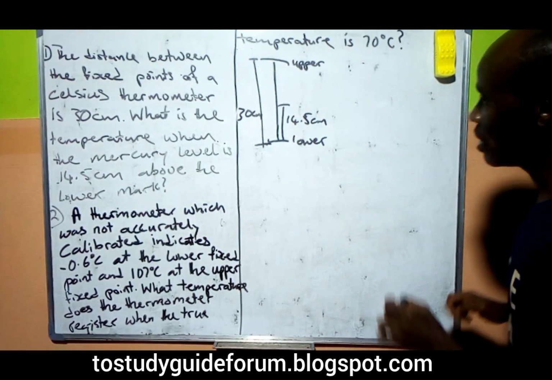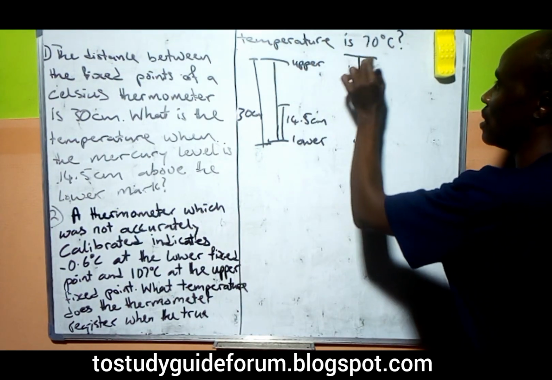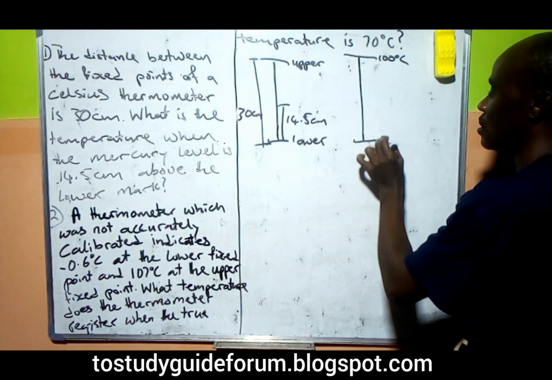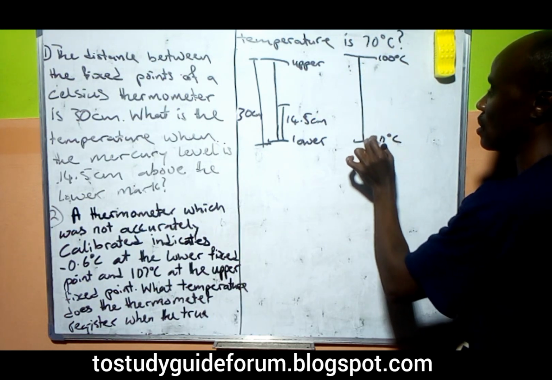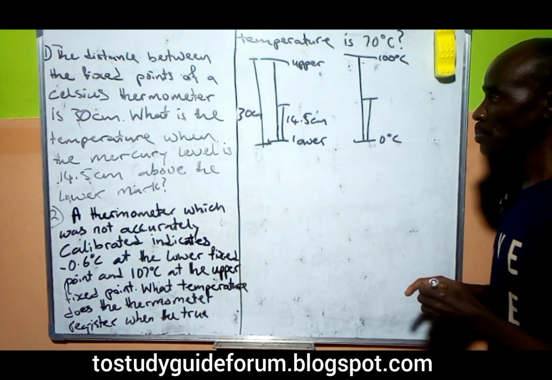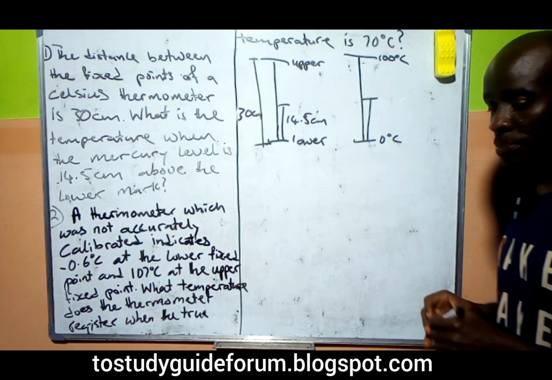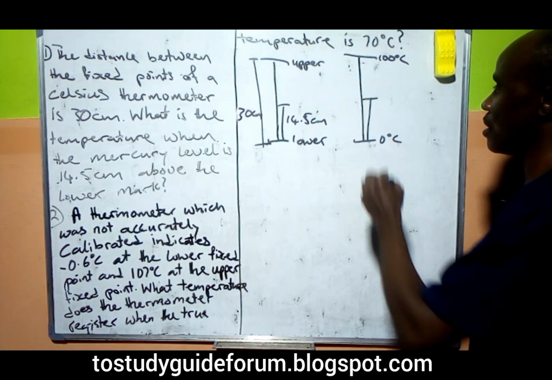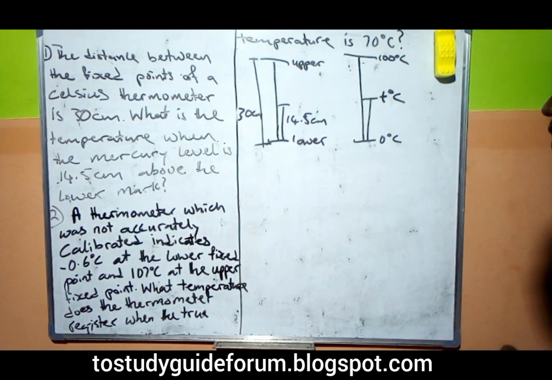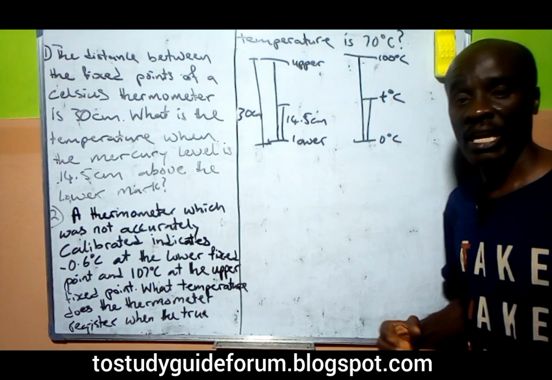So assuming we have a true thermometer, the same length, we have our upper, which is supposed to be 100 degrees C, and this is 0 degrees C. Then we have a distance here. We need to find out what the temperature here is. What is it going to be reading if we have a thermometer that is already designed, that is already calibrated?